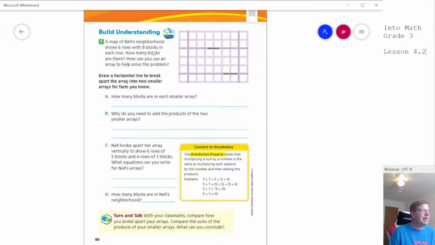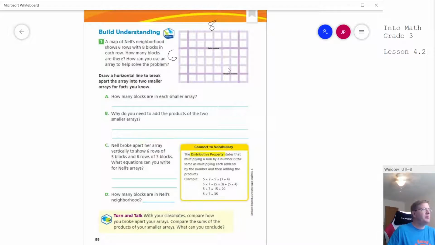6 rows with 8 blocks in each row. How many total blocks are there? Now, of course, when we have a picture like this, we could go ahead and count them up. However, that's not always going to be an option for us, especially when we get to state test questions. They might have something that looks like this, but you're going to have a 6 on this side, and you're going to have an 8 on this side, and you're just going to have to figure it out for yourself. You're not going to get squares that you can count.